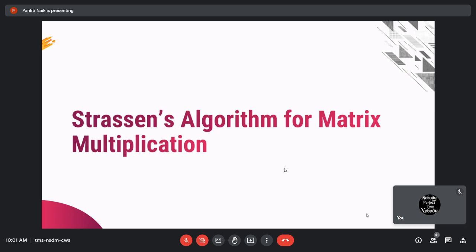Like this. So if we perform the multiplication of 2 cross 2 matrices using the simple multiplication method, we require a total of 8 multiplications and 4 additions to get the final result matrix, right? So there are a total of 8 multiplications and 4 additions.